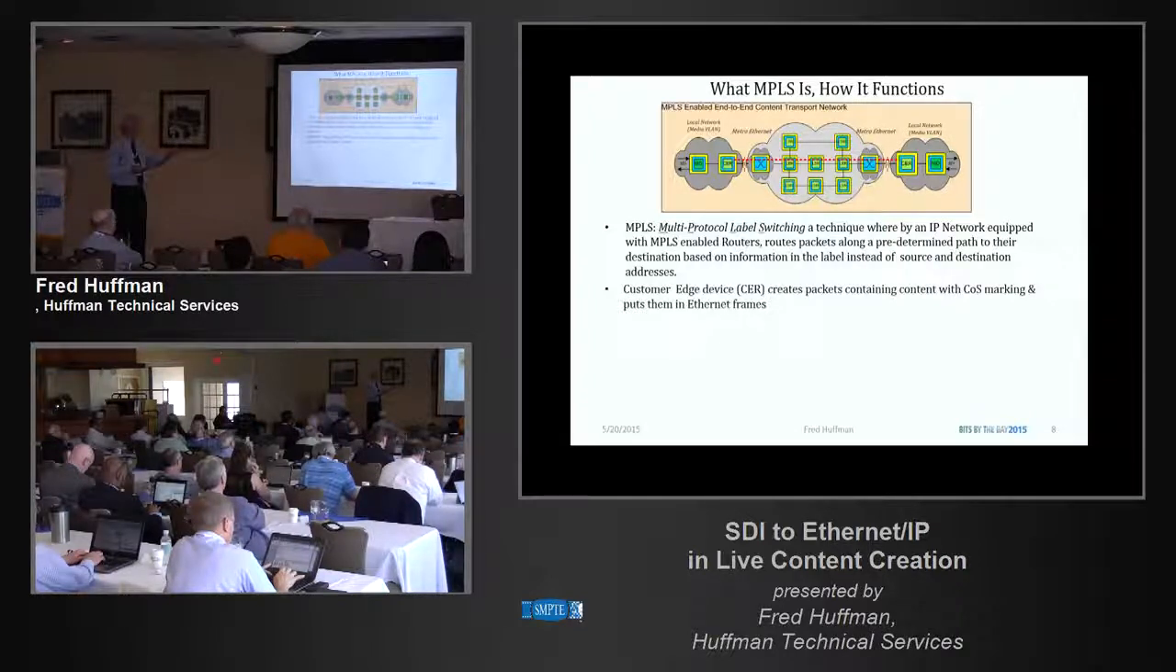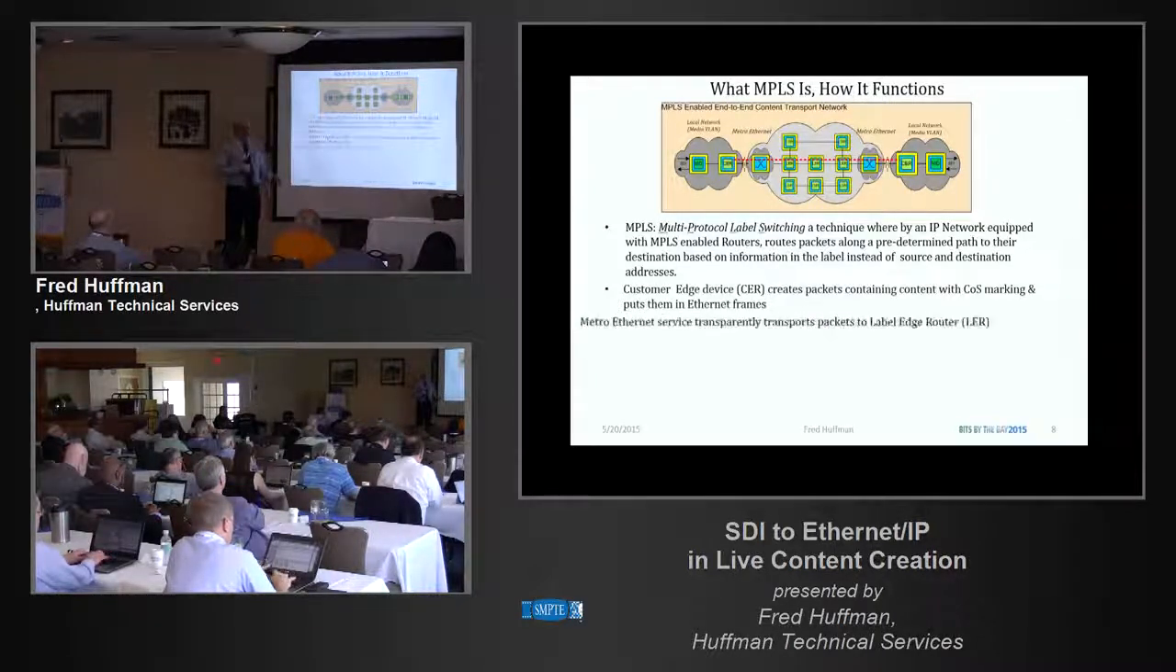So these are just points I wanted to make. The customer edge device basically creates packets. This can be your VLAN, or it could be the network interface device if it's equipped to create MPLS labels. The customer edge device creates the packets with a class of service marking and puts them into Ethernet frames. Then it's a transparent path across the layer 2 infrastructure to the label edge router.